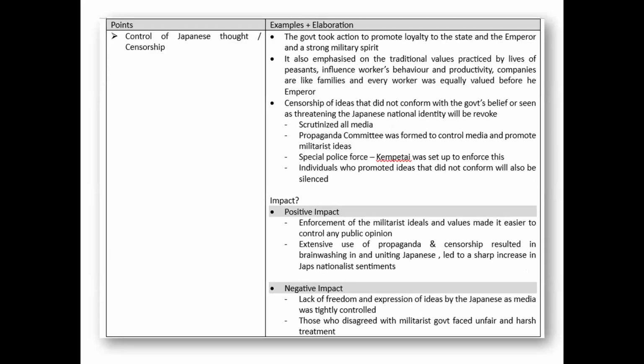Censorship was definitely there. The media was focusing on the strong spirit. The media was focusing on what is expected, the roles of the Japanese. There was a lot of censorship. There was a propaganda committee. There was also the special police force, just like what we had during the Japanese occupation. The Kempeitai was set up to ensure that people conformed. And if you don't conform, then unfortunately you would have to be abused, or sent somewhere else. Now, the positive impact of this is that you would actually control public opinion, and there was a rise of Japanese nationalist sentiment, but of course there was a lack of freedom, and people who were against the Japanese military had to suffer.